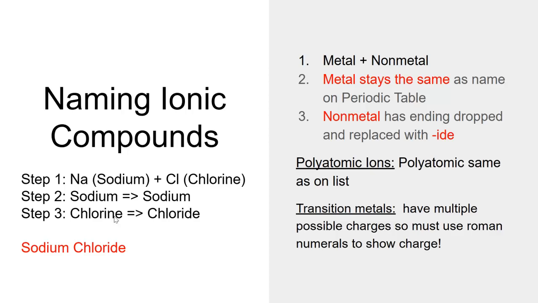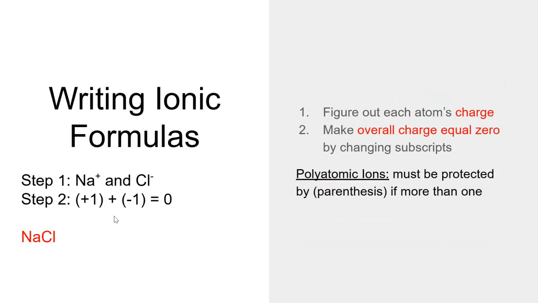The polyatomic ion, you do not drop the end. It stays the same as the name you see on the list. And transition metals. Transition metals have multiple possible charges. So in order to let people know what charge the transition metal has, you have to use Roman numerals to show the charge.